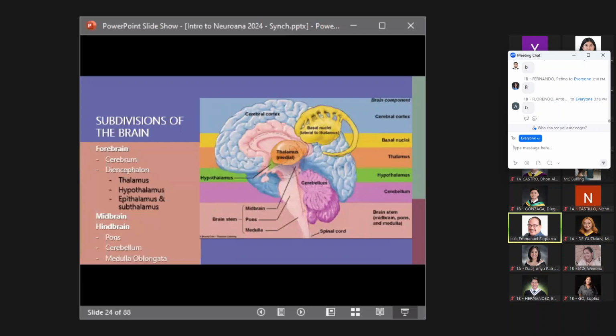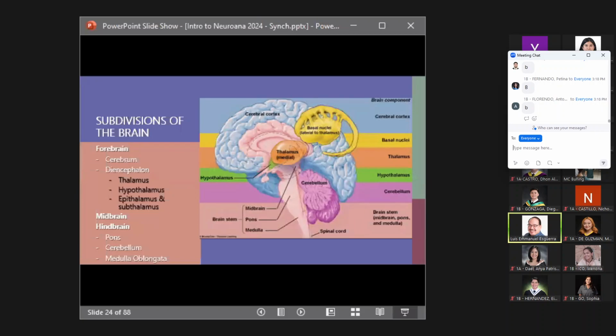That's already part of the brainstem. Now, the hindbrain is the rest of the brainstem, which are the pons and the medulla oblongata, plus the cerebellum here in purple. The cerebellum sits on the dorsal aspect of the brainstem, just inferior to the posterior cerebrum.